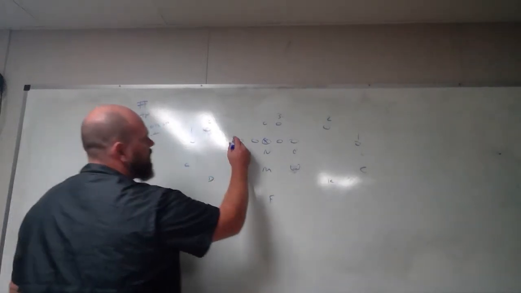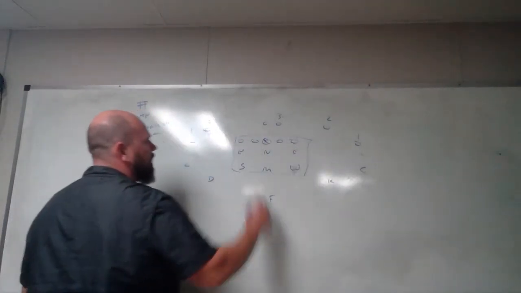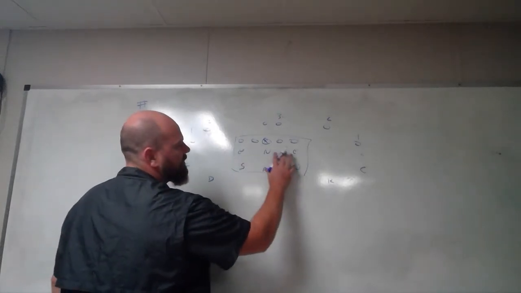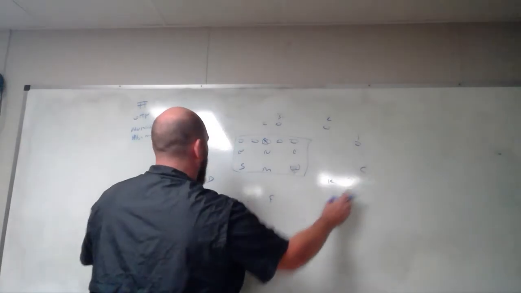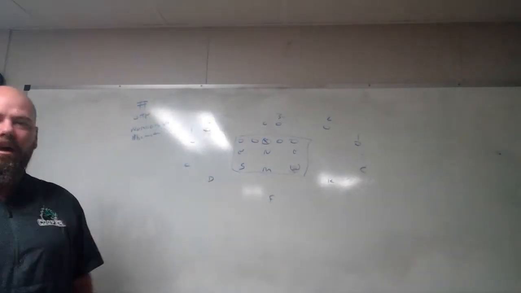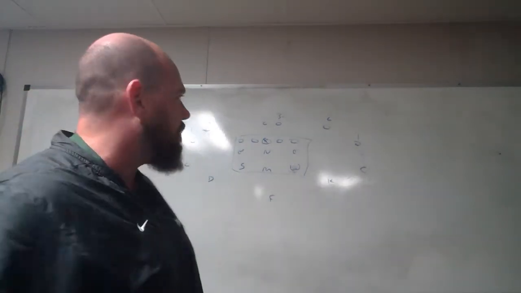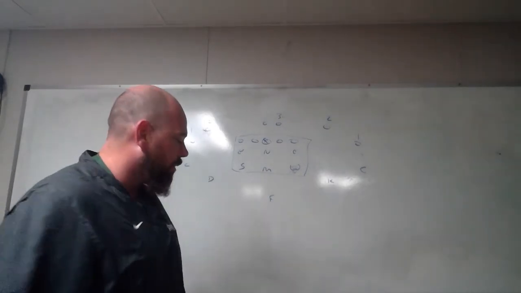Again, it's a 3-3-5. You can see where the 3 defenders are. We have 6 defenders in the box to stop the run. Dog, rover, corners, and safety are all going to play pass coverage and also have run responsibilities going through.